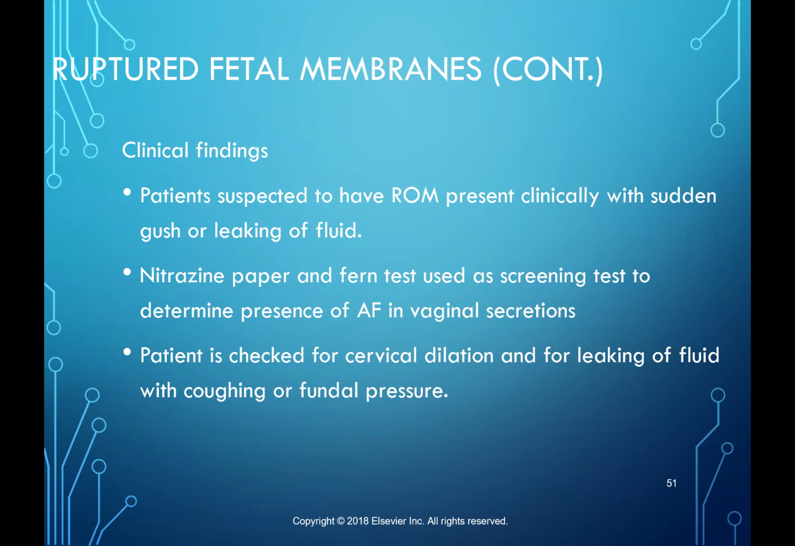Clinical findings: patients suspected to have ruptured membranes present clinically with a sudden gush or leaking of fluid. They have nitrazine paper and the Fern test that they use as screening tests to determine the presence of amniotic fluid in vaginal secretions. So they can test it to see if that really is amniotic fluid coming out of the vaginal canal. Patients are also checked with cervical dilatation and for leaking of fluid with coughing or fundal pressure.